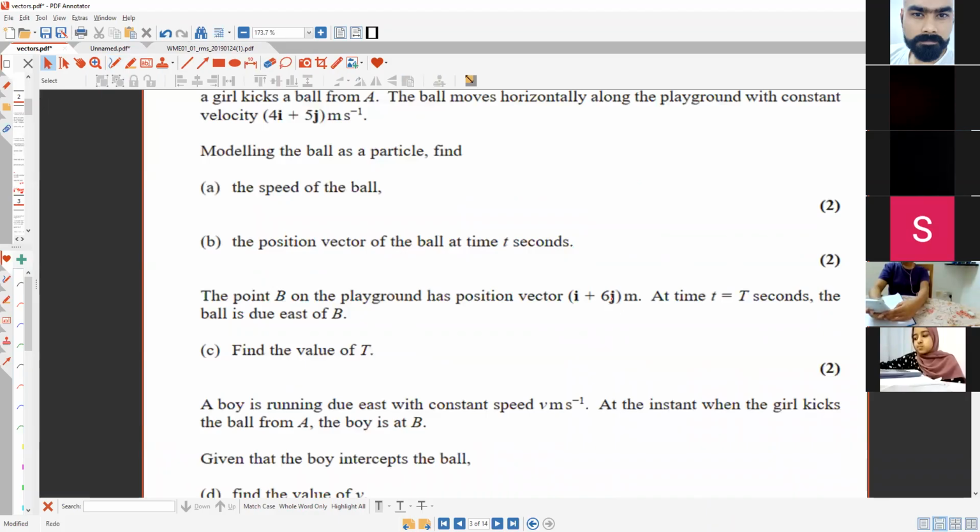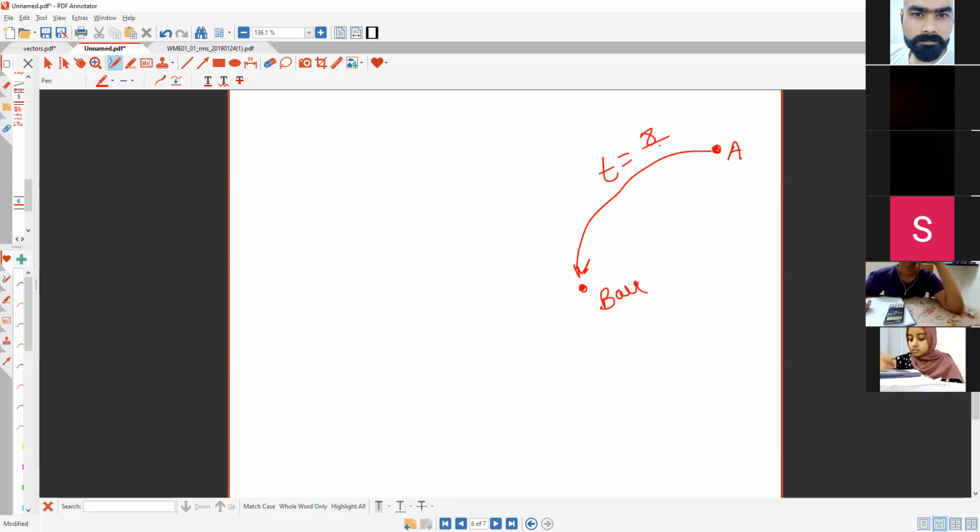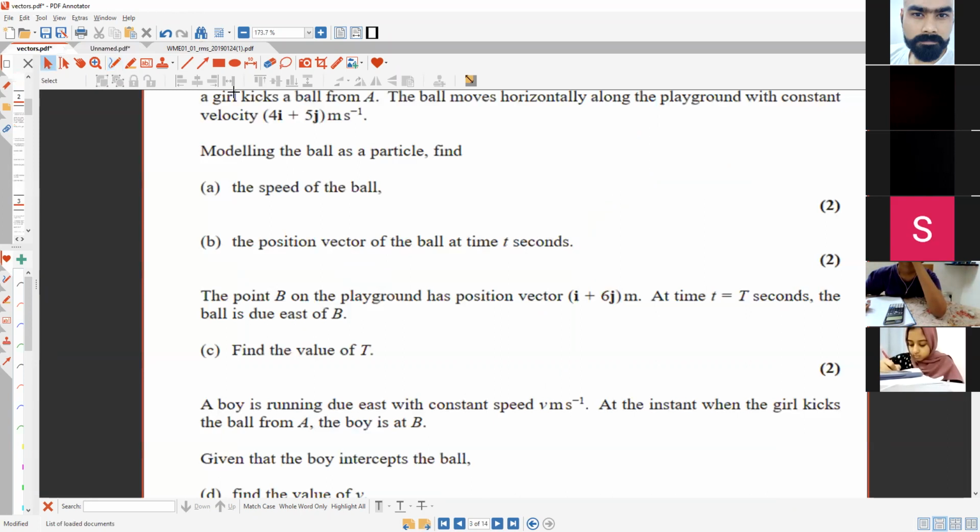Let me explain to you guys. What is happening is you have a position where the ball is. Let's say the ball is here, for example A. Somebody is taking the ball and it is reaching over here, and it's taking 8/5 seconds to reach that distance. Now, when you kick the ball, the boy is at the position vector i plus 6j, if I'm not wrong. Yes, it is i plus 6j.